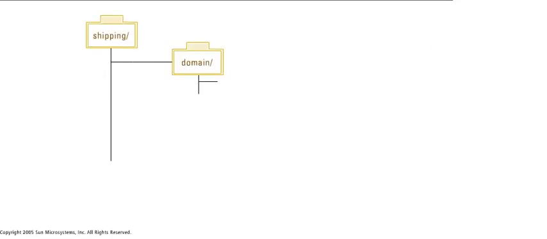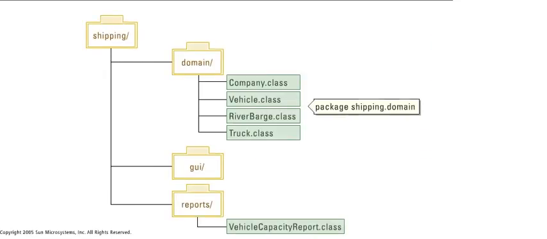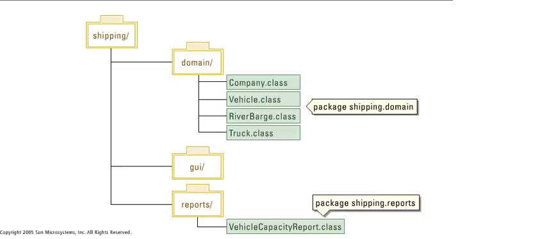It's very important to understand the relationship between package names and directory structure. When you declare that a class will be in a certain package, you must make sure that the compiled class file is in a directory structure that matches that package structure. So for instance, our vehicle class we had declared was going to be in a package called shipping.domain. So the vehicle.class file must be in a directory called domain, which would be in a directory called shipping. In other words, the shipping directory will have a domain directory which will have a vehicle.class file.